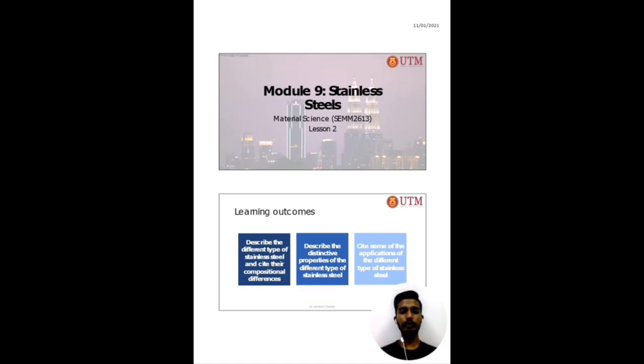Today I'm going to explain about stainless steel. Stainless steel is a type of steel alloy that is highly resistant to corrosion and staining. It is composed of iron, chromium, and other elements such as nickel, molybdenum, and manganese. The addition of chromium to the steel forms a protective layer of chromium oxide on the surface, which prevents corrosion and gives stainless steel its name.